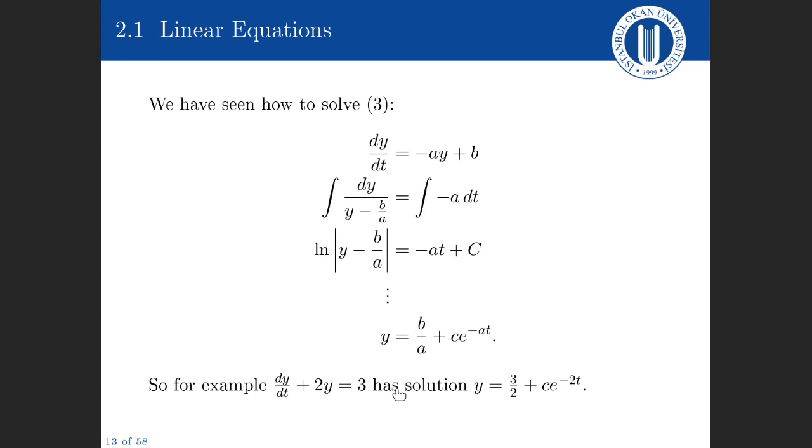For example, if we started with dy/dt plus 2y is equal to 3, we know how to find that the solution is y is equal to 3 over 2 plus a constant c e to the power minus 2t.